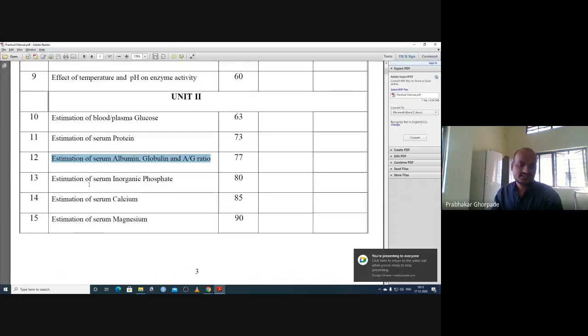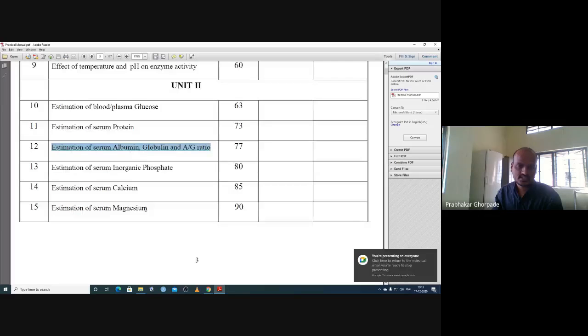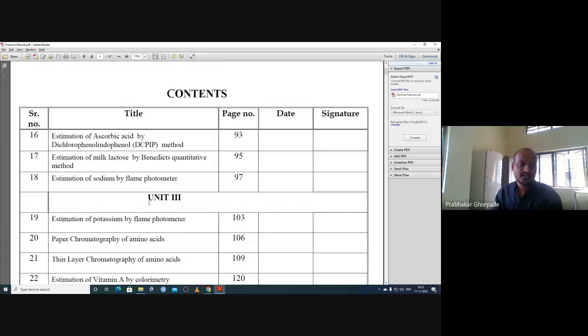So estimation of serum inorganic phosphate, serum calcium, and serum magnesium. Then we have estimation of ascorbic acid by the dichlorophenolindophenol, DCPIP, method. Then we can estimate milk lactose by the Benedict method. This is a quantitative method. Then we can estimate sodium by the flame photometer.